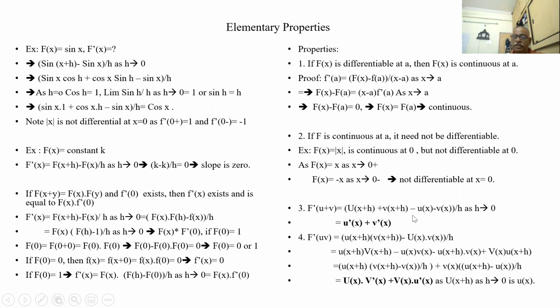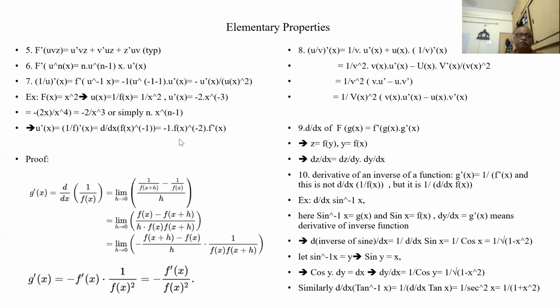So how do we differentiate a multiplication function? First I assume u as constant, u into v dash, plus next time I am assuming v as constant, v into u dash. Like that it should be differentiated. Same thing extends for three functions u v z: u dash v z, v dash u z, z dash u v.